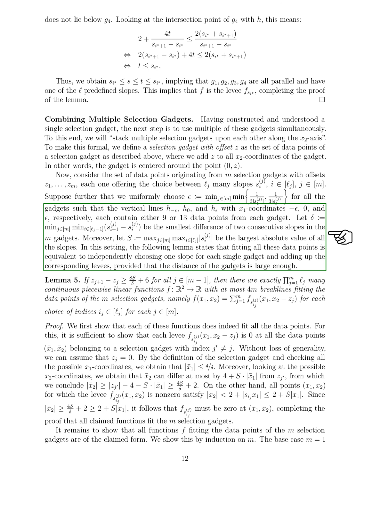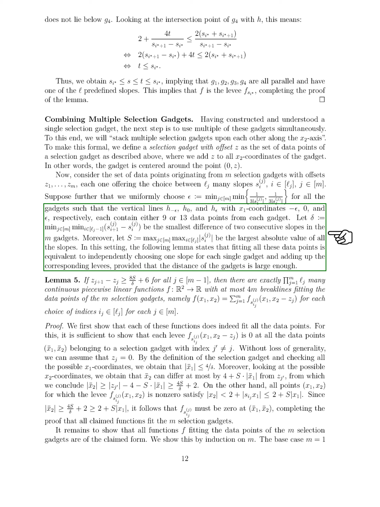This value is the smallest of two fractions: 1 divided by 3 times the absolute value of the first slope of each gadget, and 1 divided by 3 times the absolute value of the last slope of each gadget. We choose this value so that 3 vertical lines, with x1 coordinates of epsilon, 0, and epsilon, each contain either 9 or 13 data points from each gadget.